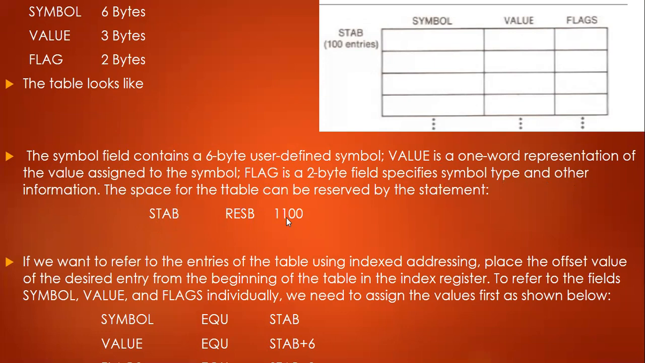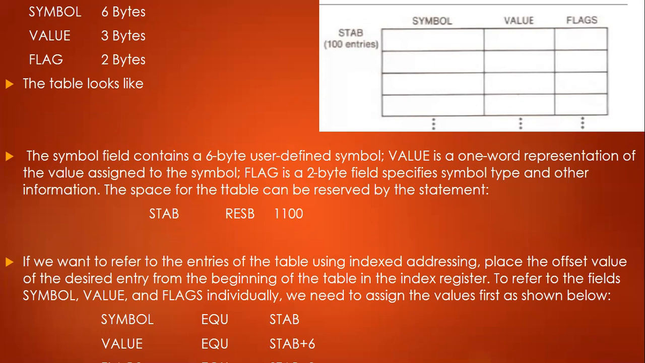1100 exactly. So we are reserving this 1100. Now, if you want to refer to the entries of the table using index addressing, place the offset value of a desired entry from the beginning of the table in the index register to refer to the fields, symbol, value and flags, individually. We need to assign the value first as shown below.